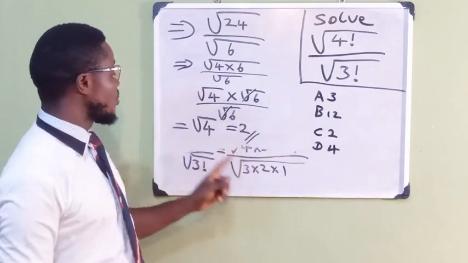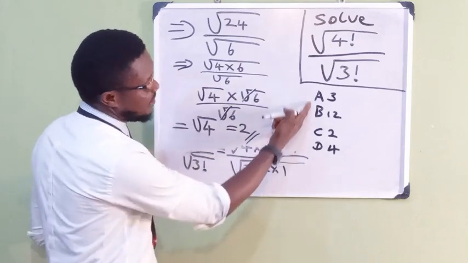So when you come to the options, you look for the option that has a 2 as the answer.